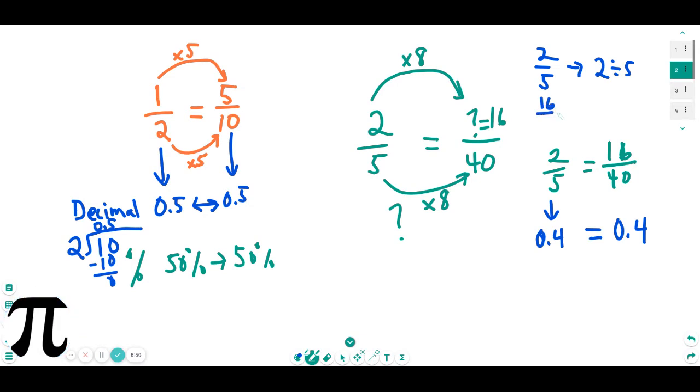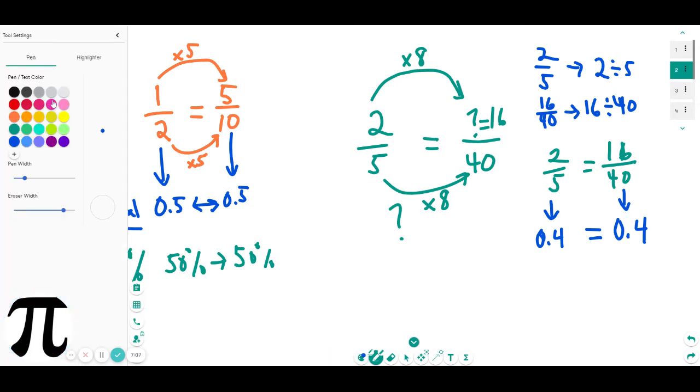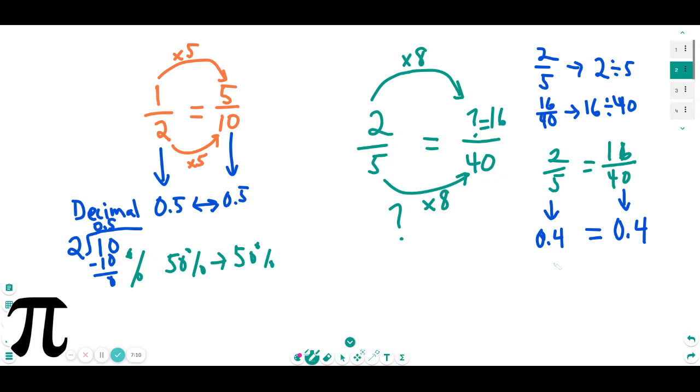16 over 40 is 16 divided by 40. And in both cases, if you actually did that long division, you would get 0.4. And that also means then, I'm just going to switch to a different color. Let's go with pink. So as a percent, we're talking 40%. You always multiply your decimal number by 100 to get your percent.